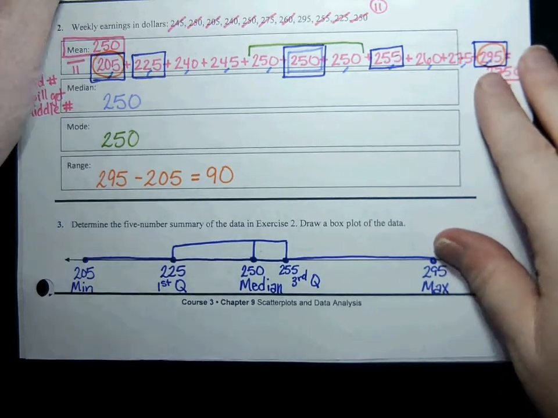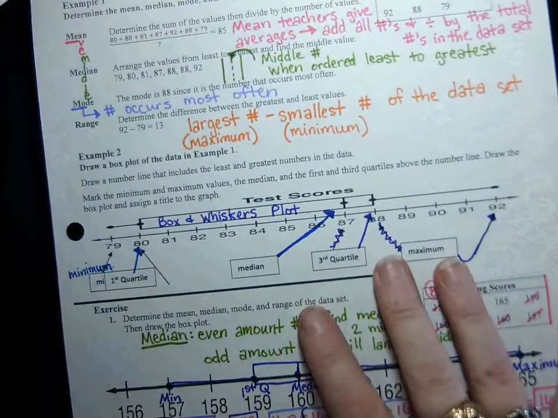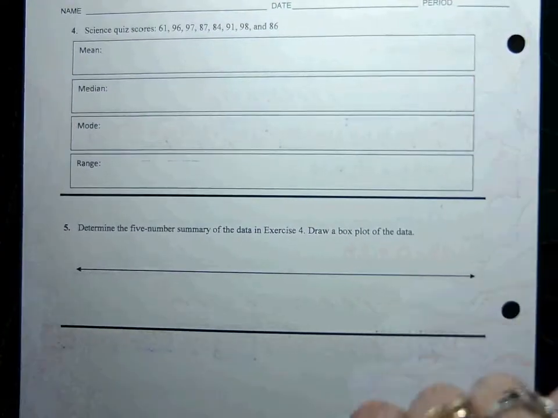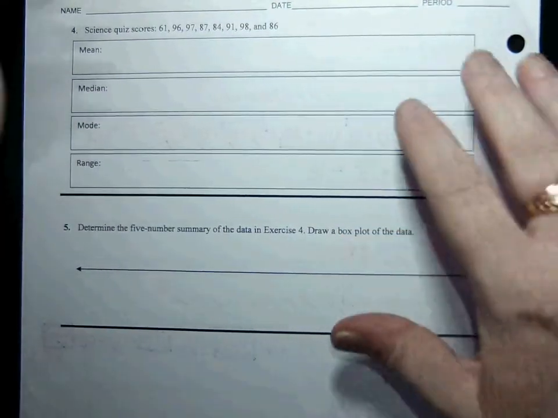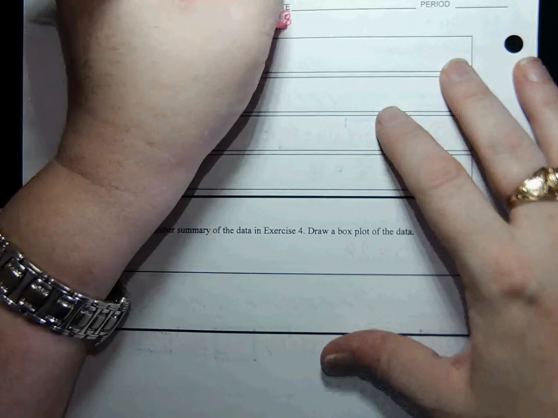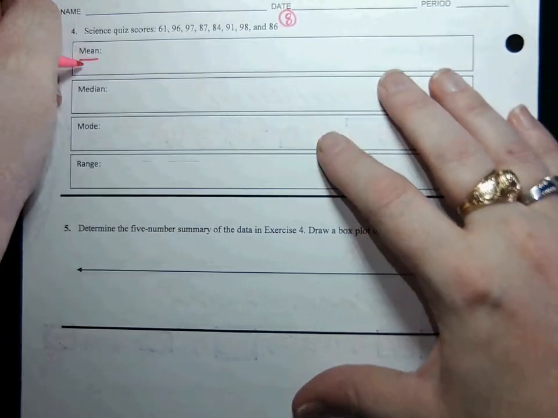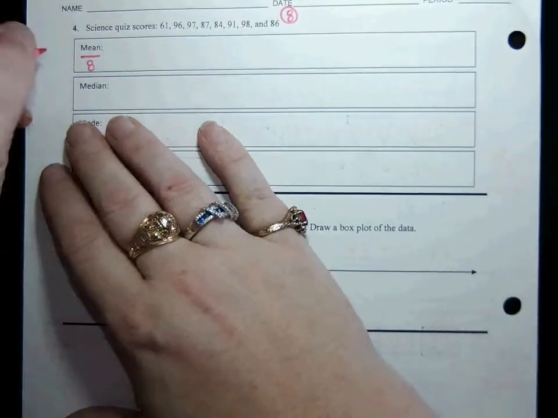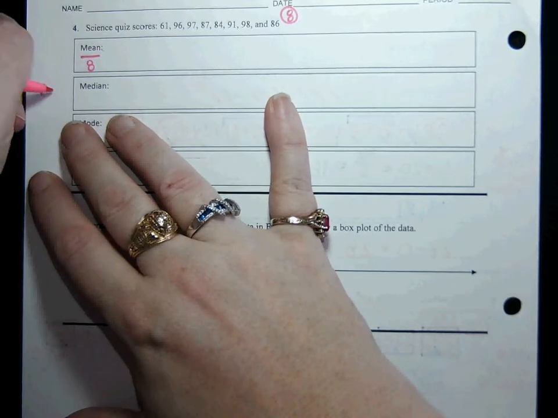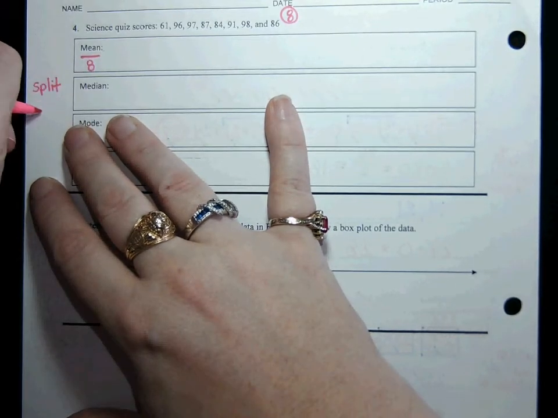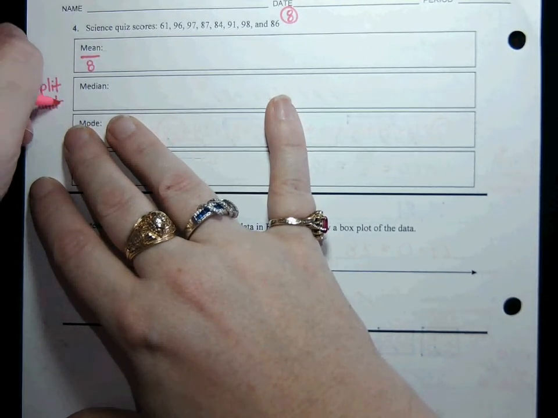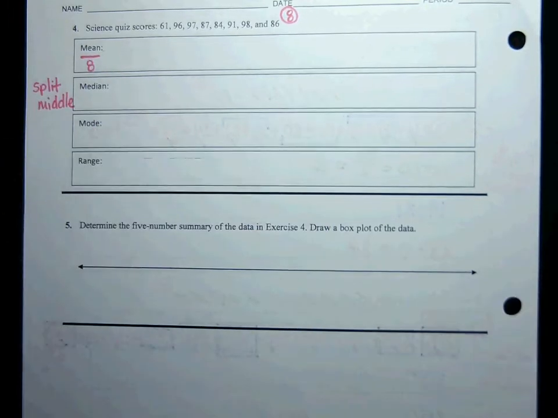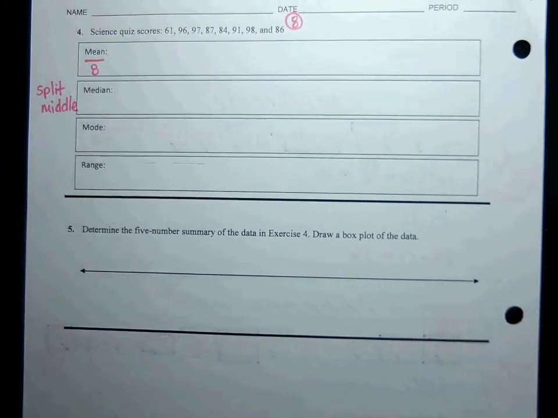Number 4 on the back. How many numbers are in that data set? 8. So what's going to happen with your median? You have to split it. Split your center. Split the middle.